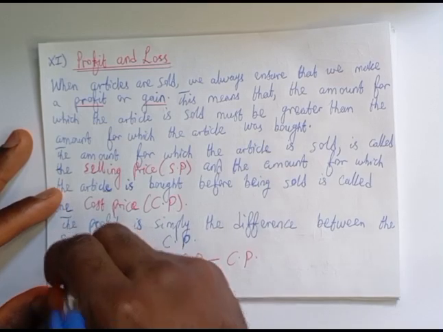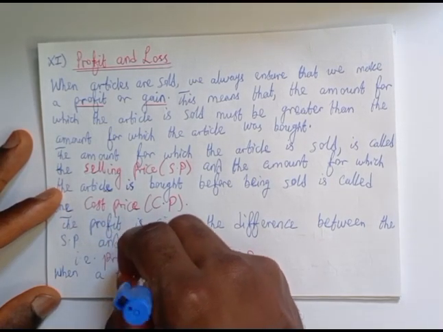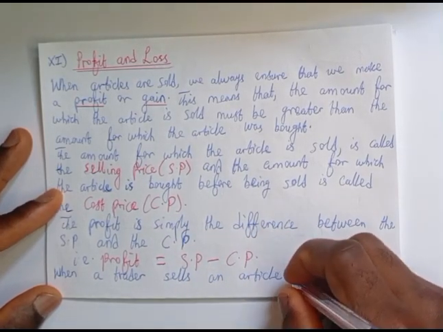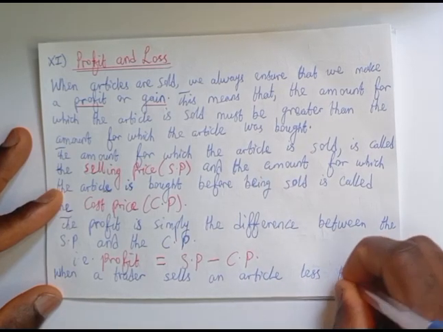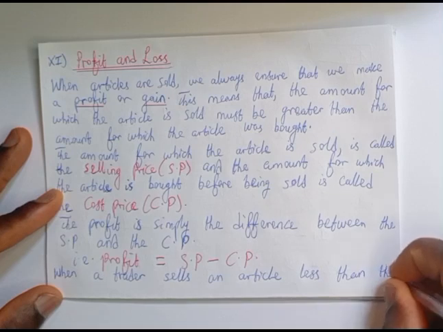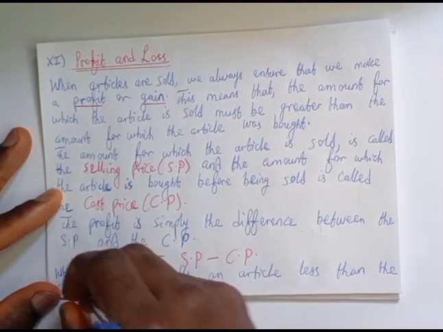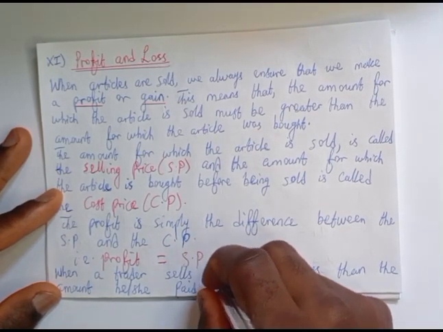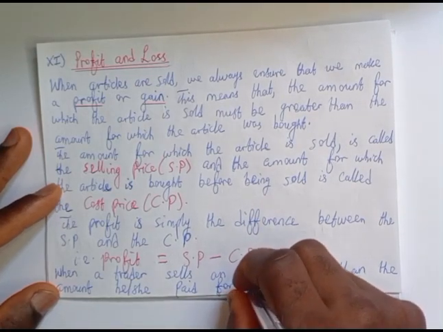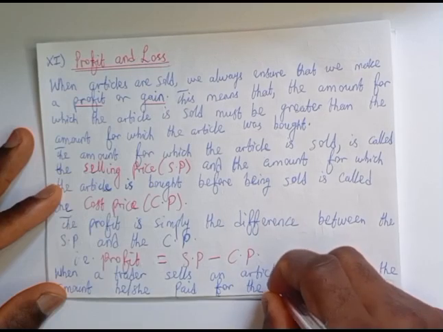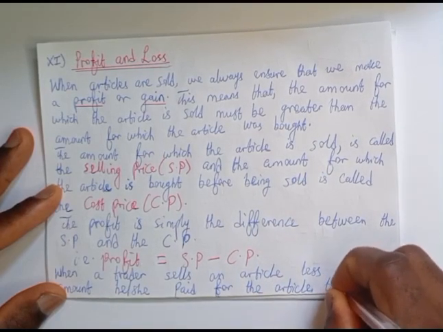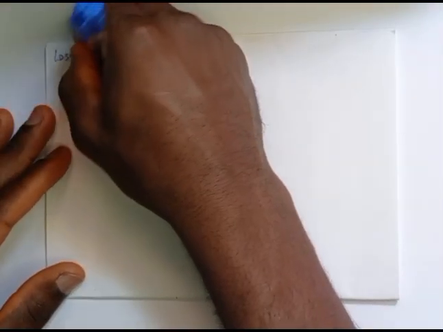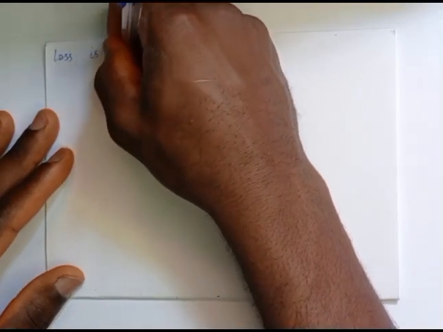When a trader sells an article less than the amount he or she paid for the article, then a loss is said to be made.